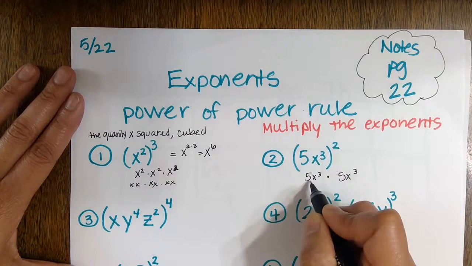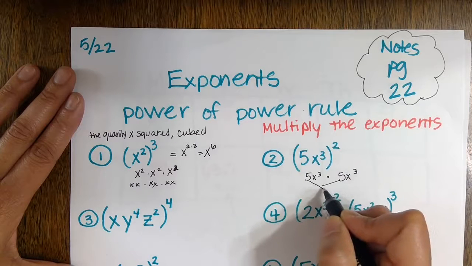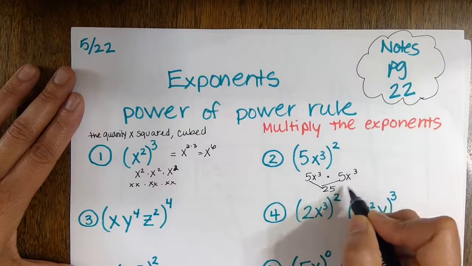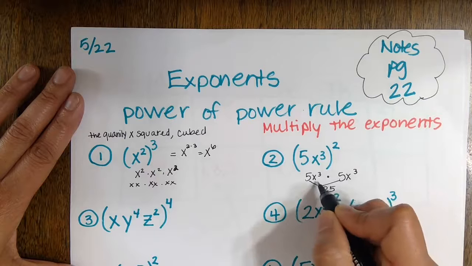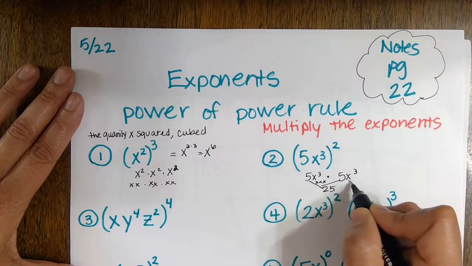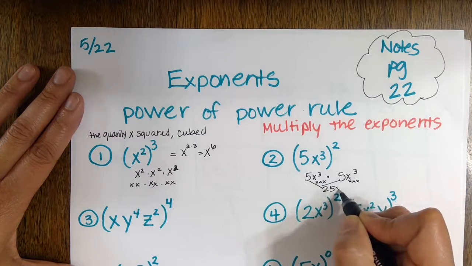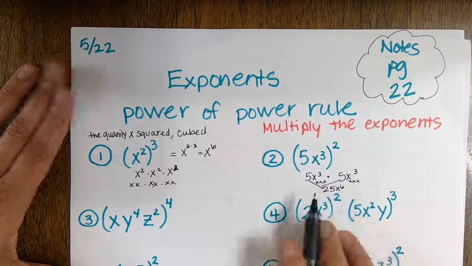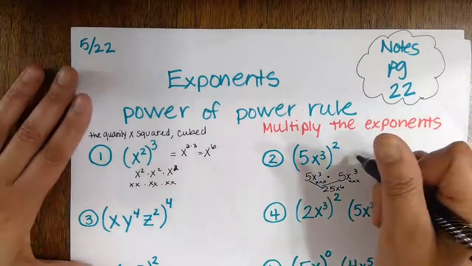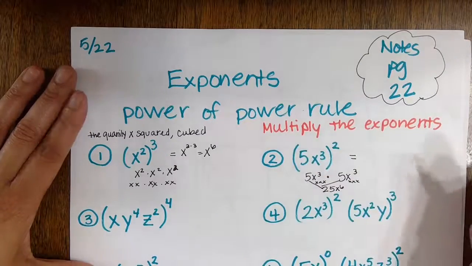Well, 5 times 5 is 25. You multiply the numbers together. X cubed and x cubed is going to be how many x's you have. So there's 3 x's here, there's 3 x's here. It is x to the 6th. It is not x to the 9th. Okay, and that's where students start getting confused or make mistakes.